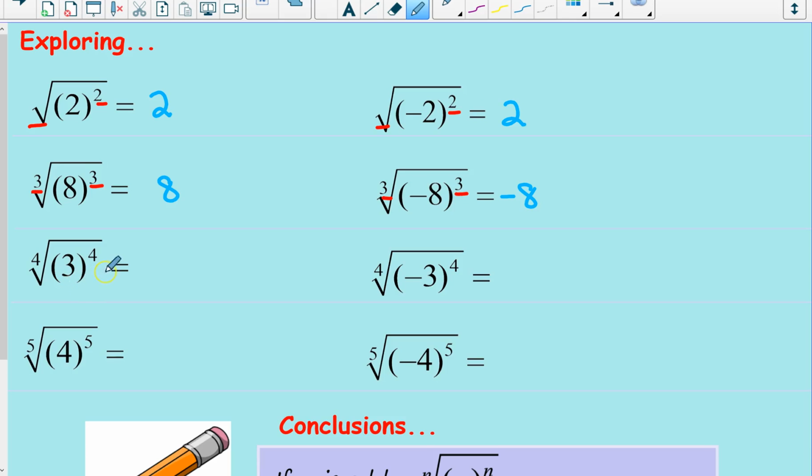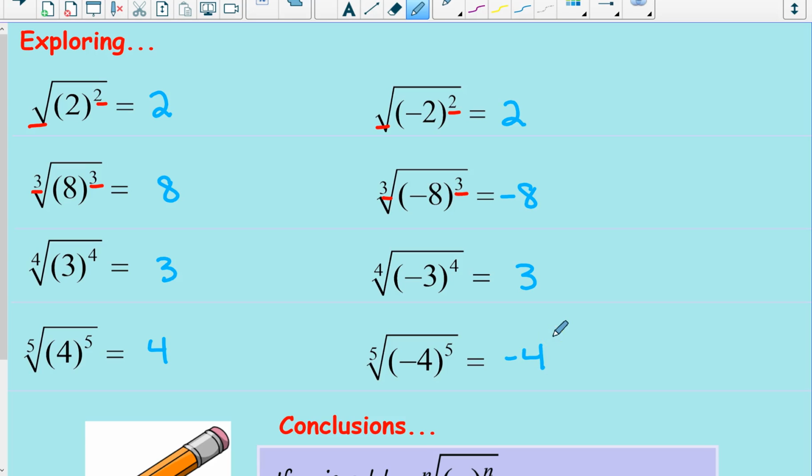The fourth root of 3 to the fourth would be the fourth root of 81. That's just 3. But the fourth root of negative 3 to the fourth is also the fourth root of 81, so that's also 3. It's not negative 3. The fifth root of 4 to the fifth would be 4. The fifth root of negative 4 to the fifth? Well, negative 4 to the fifth, whatever it happens to be, is going to be negative, and its fifth root would be negative as well.